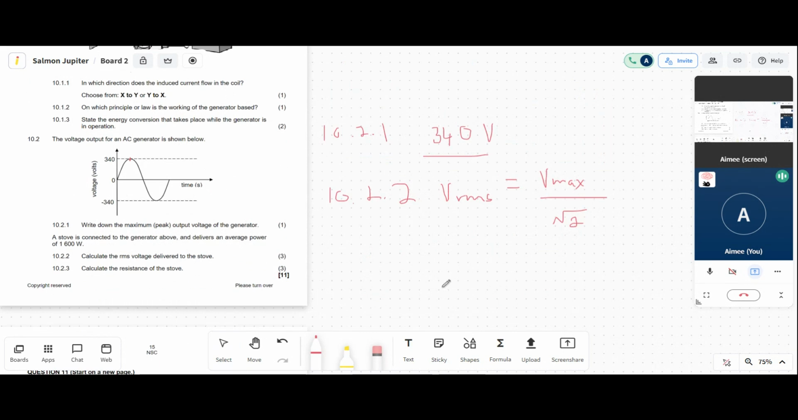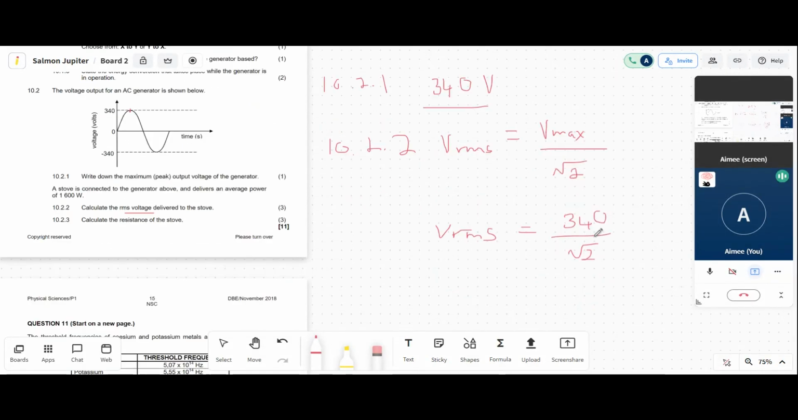Super, super easy. So VRMS is what they're asking for, right? The RMS voltage is equal to Vmax, which we said is 340 over the square root of 2. And when you plug that into your calculator, you'll see that VRMS is equal to 240,42 volts. Simple, straightforward. Okay?